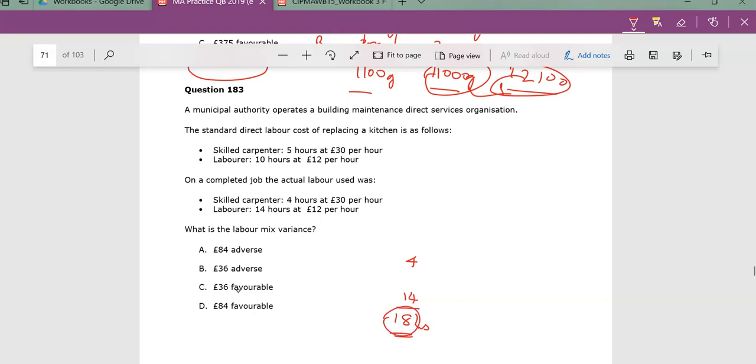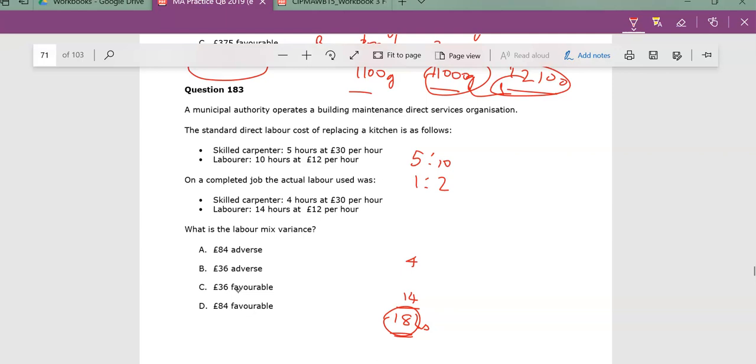The whole idea is with these 18 hours, we expected you to use that 18 hours in the mix 5 to 10, if you like, right? 1 to 2. That's what we wanted you to do. But you went along and you did something different. You did a different mix. So let's look at the mix variance.